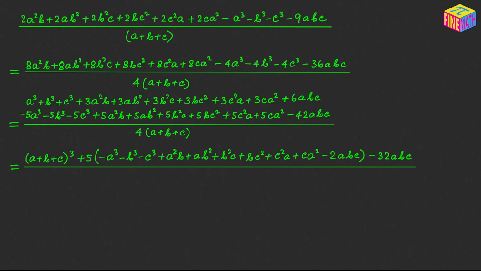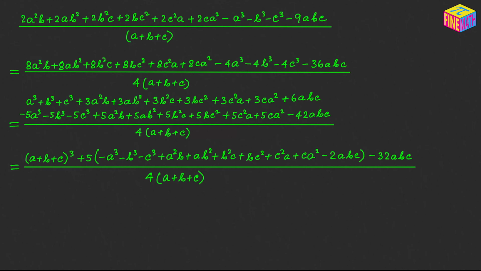The first portion became a plus b plus c whole cubed, and from the second portion I took out a positive 5 as the common factor, and then I wrote down everything else in the parenthesis, and also I wrote down the balance of the abc quantity, which is actually negative 32abc. Please take a look at it carefully to make sure everything is still alright. And then of course the denominator will remain as is.